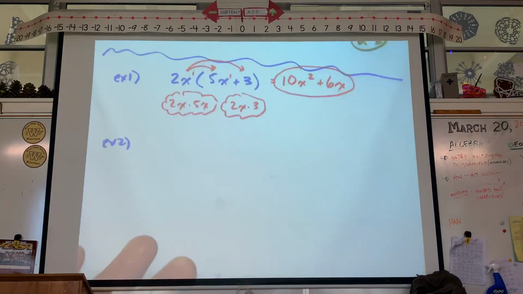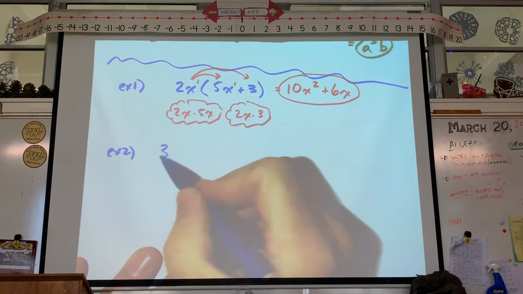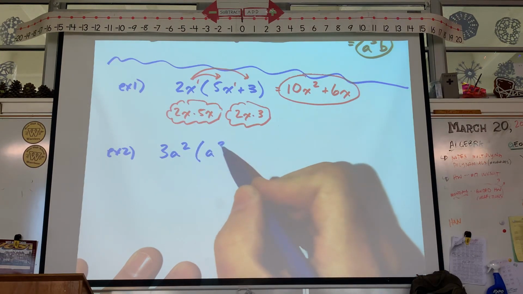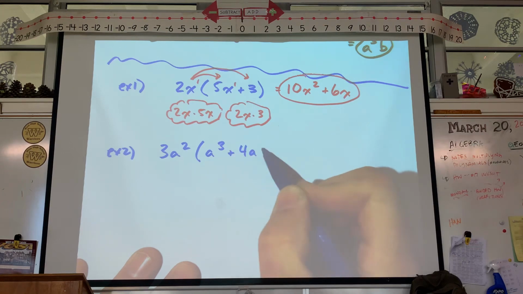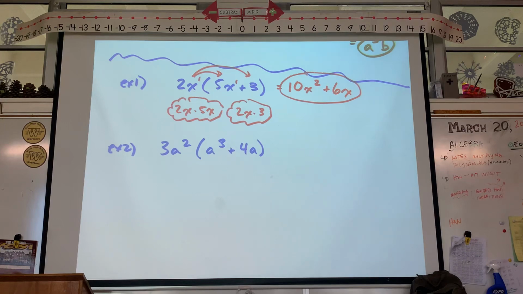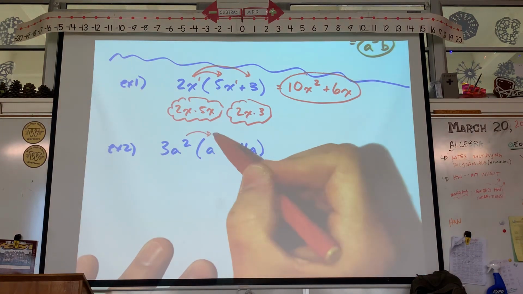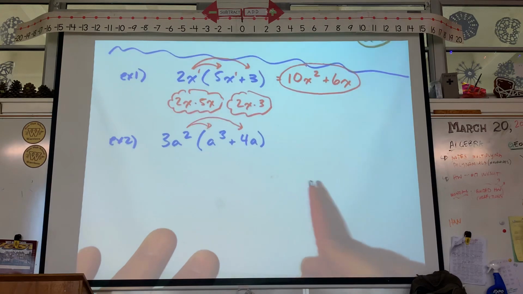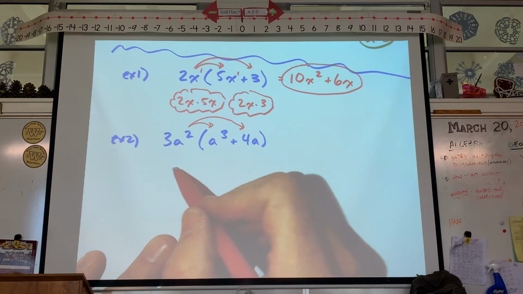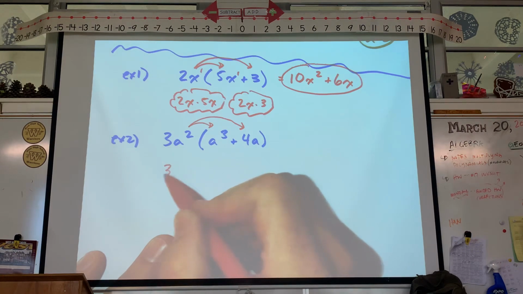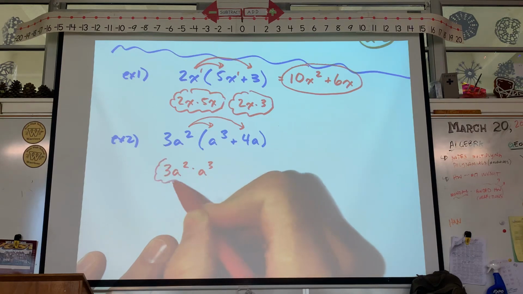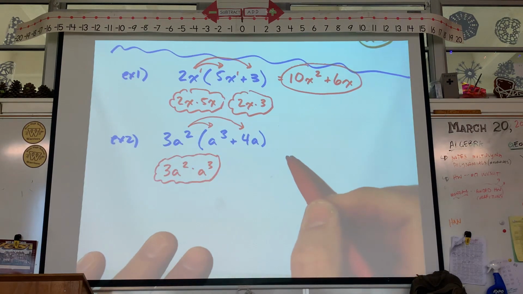Example 2. Oh, here we go. 3a squared times a to the third plus 4a. Draw your arrows if you have to, guys. I like to. Arrow and arrow. And remember, if you've got to draw the thought bubbles underneath, then go ahead and do it. You've got enough time, believe me.